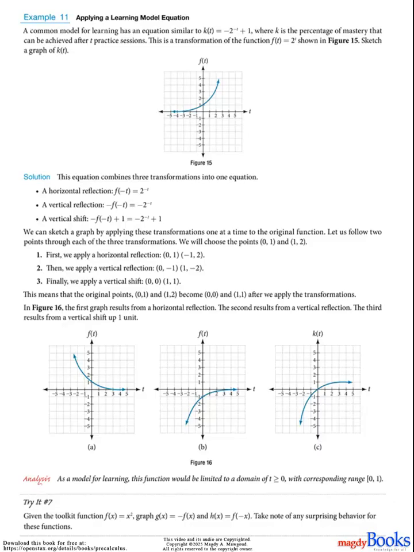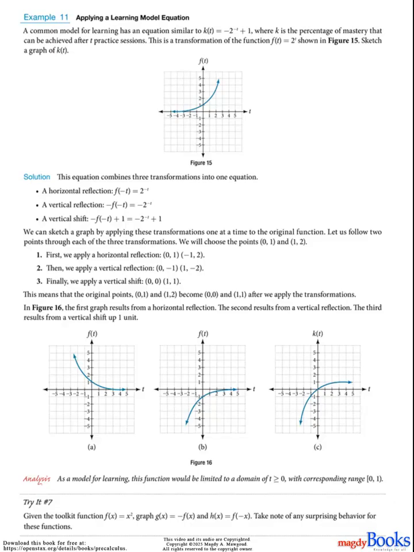Solution. This equation combines three transformations into one equation. 1. A horizontal reflection: f(-t) = 2^(-t). 2. A vertical reflection: -f(-t) = -2^(-t). 3. A vertical shift: -f(-t) + 1 = -2^(-t) + 1. We can sketch a graph by applying these transformations one at a time to the original function.